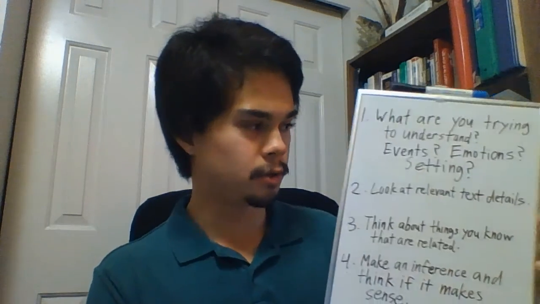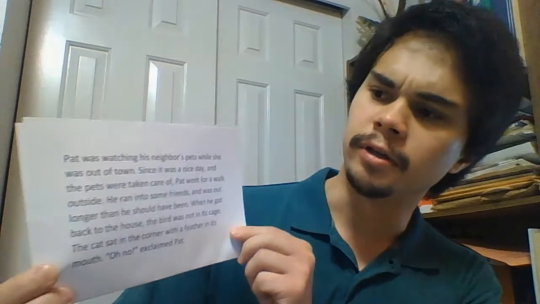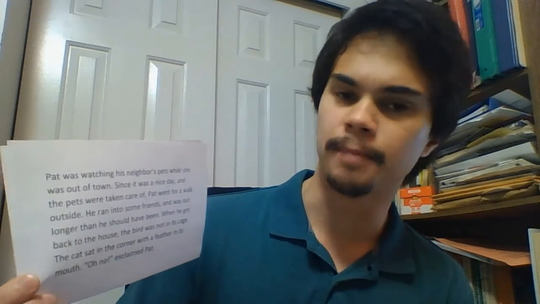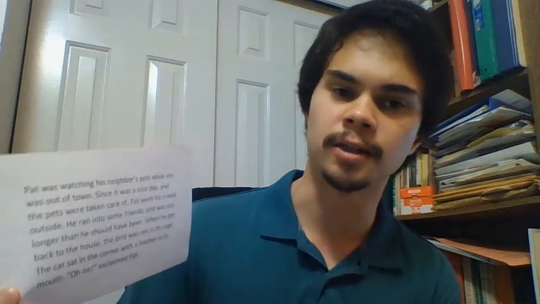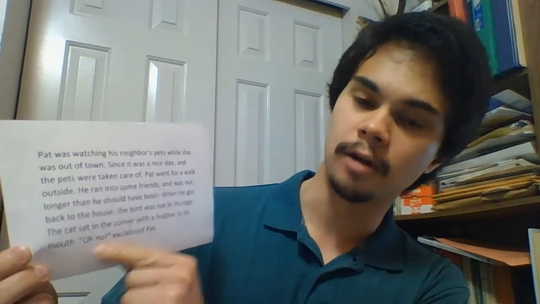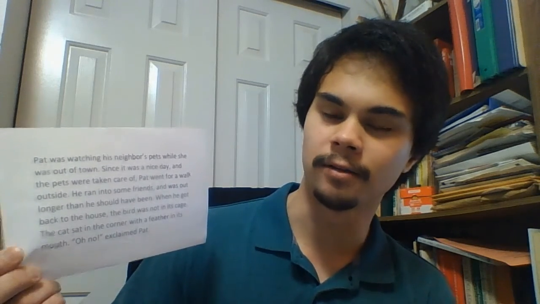So now step 2 is look at relevant text details. So let's look back at the paragraph and see what details we have. We know that Pat is watching his neighbor's pets while she's out of town, so he's responsible for that. We also know that at the end, when he got home, he said, "Oh no." That was after he saw that the cat was in the corner with a feather in its mouth. So those are about the only relevant text details there.